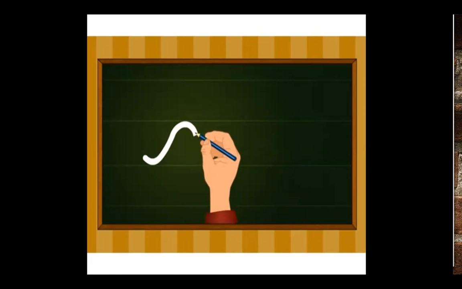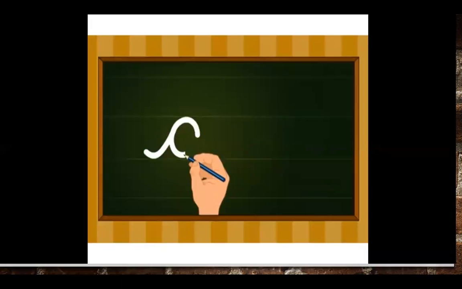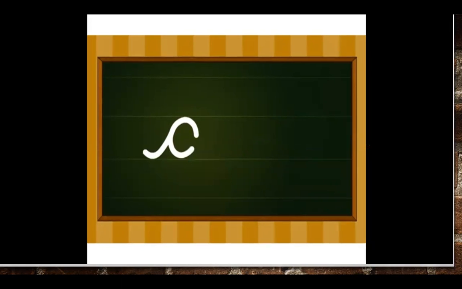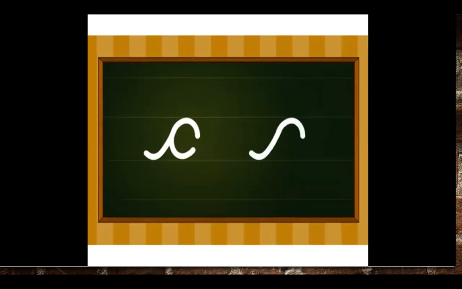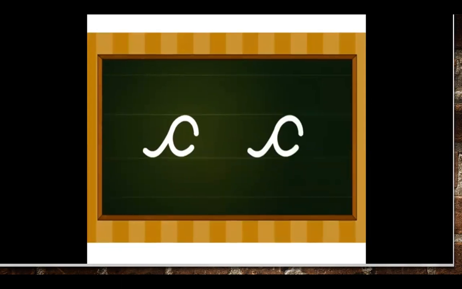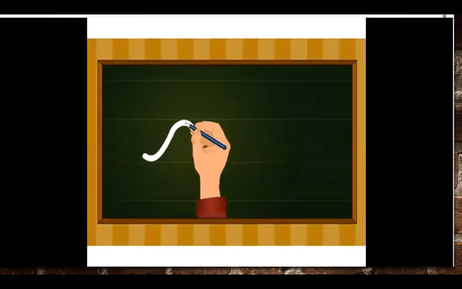From the third line, make an upward slanting line and make a slight curve. Then bring it down and make a curve again, like that. Very good. One more time, from the third line, make an upward curve and again bring it down, making a curve again, like that. Now we're going to learn how to write cursive D.